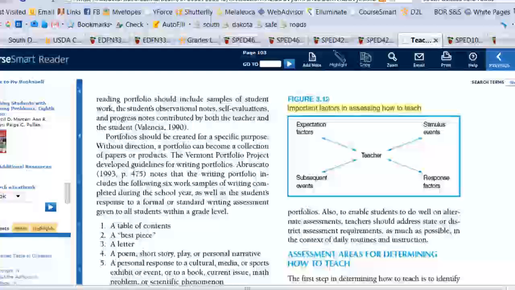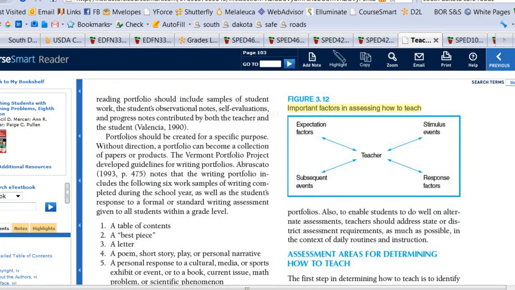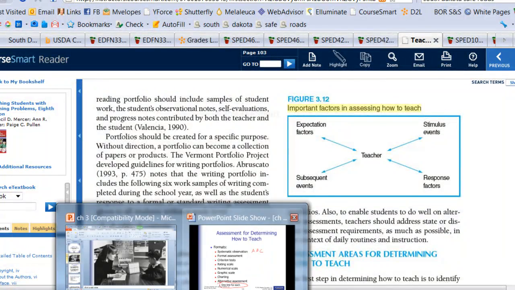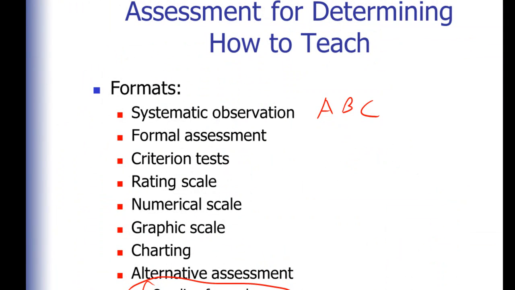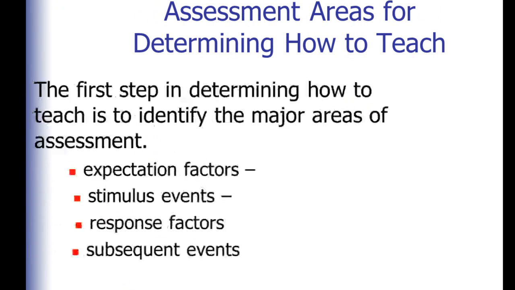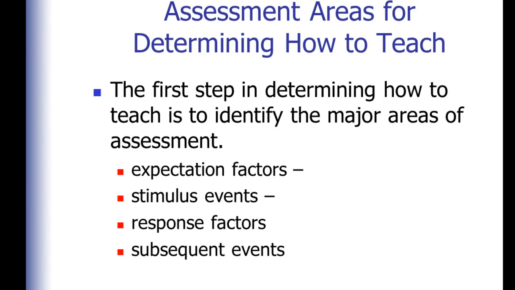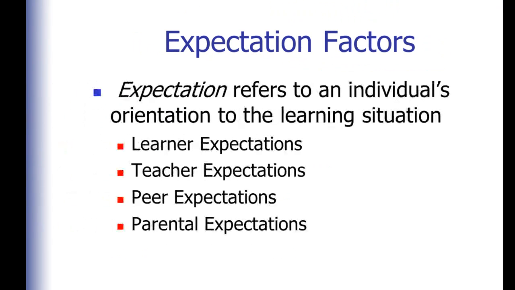So then we come up here to factors in assessing how to teach. There are different factors that we're going to study, and let me give you a flyover here. You're going to pull one line out of each of these, the effects they have on determining how to teach. This is still how to teach. We're going to talk a little bit about these different factors. First of all, those expectation factors refer to an individual's orientation to learning: learners', teachers', peers', and parental expectations.